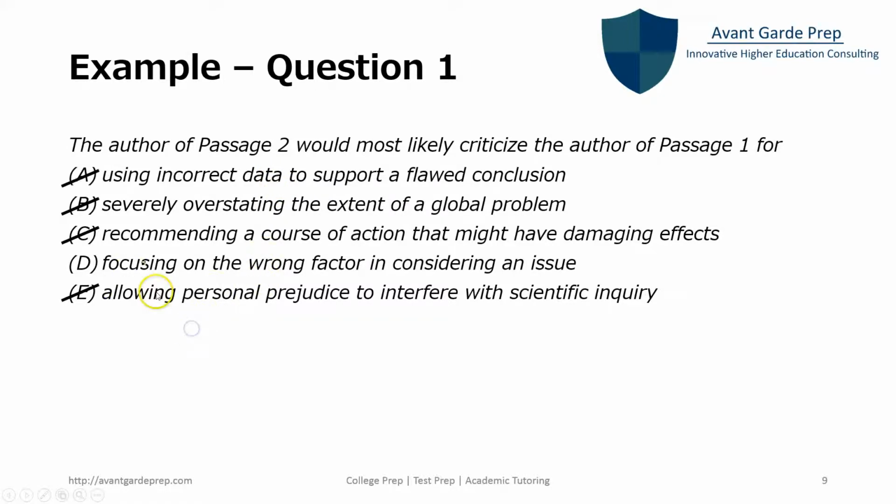And then if we go back to D, focusing on the wrong factor and considering an issue, yes, this is our best answer because the factor in passage 1 is land available, and passage 2 criticizes that even from the beginning and says we don't have to think about land available, we have to think about resources. So D is our best answer.